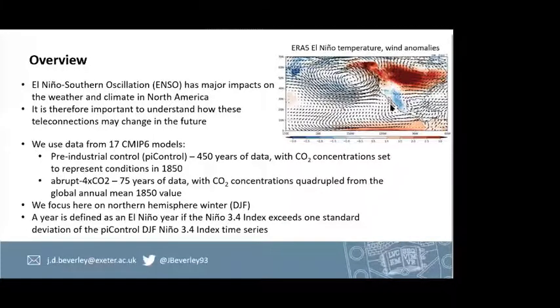To do this, we use data from 17 CMIP6 models. We use 450 years of data from the pre-industrial control, which has CO2 concentration set to represent conditions in 1850. We also use 75 years of data from the abrupt-4xCO2 simulations, in which the CO2 concentration is abruptly quadrupled from the 1850 value. We focus on Northern Hemisphere winter, December, January, and February, and we define an El Nino year such that if the Nino 3.4 index exceeds 1 standard deviation of the control Nino 3.4 index time series, that year is an El Nino year.